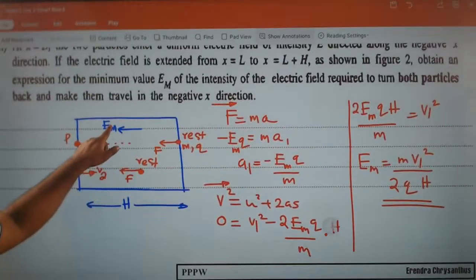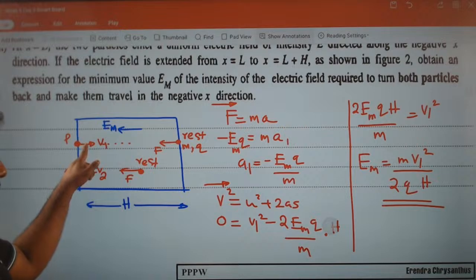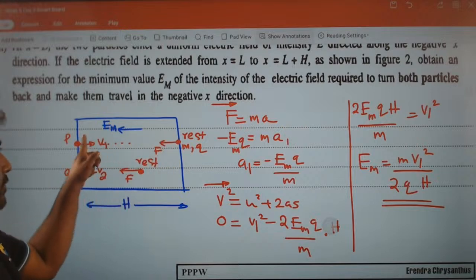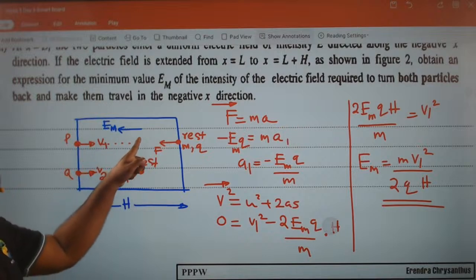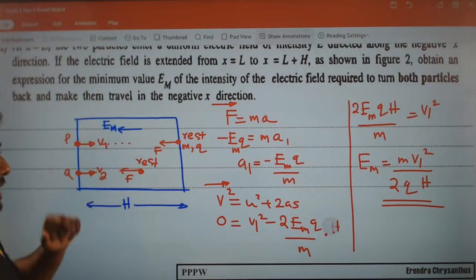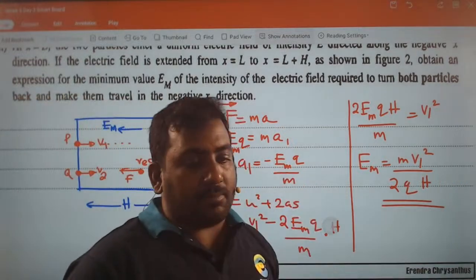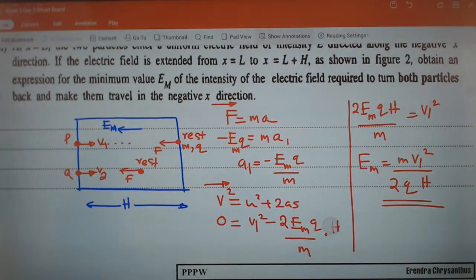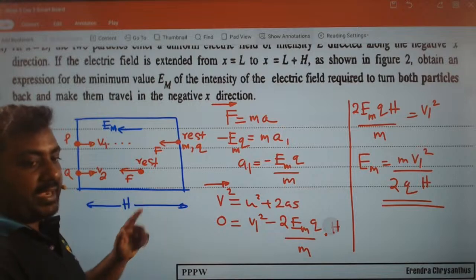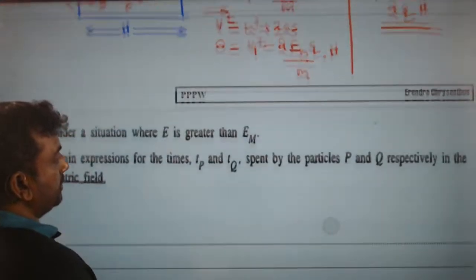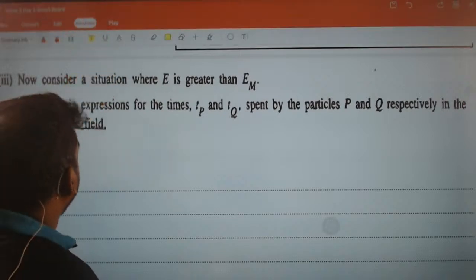Now consider a situation where E is greater than E_m. What if the electric field is greater than this? Will the faster particle come to the very end? No. If the electric field is greater, the force is greater, so it will decelerate and stop earlier. If E is larger than E_m, the faster particle will travel a shorter distance than h before coming to rest.